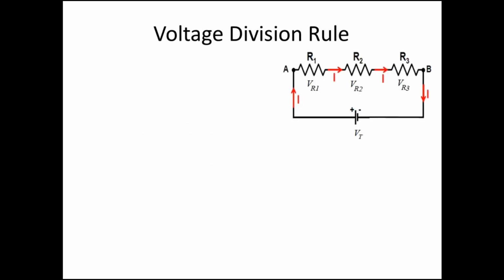Voltage division rule. Let us consider a series circuit with three resistors R1, R2, R3, where the total voltage applied is Vt. In a series circuit, we know that the current flowing through these resistors will be the same, that is I. But the total voltage Vt gets divided across each resistor as VR1, VR2 and VR3, such that Vt is equal to VR1 plus VR2 plus VR3.